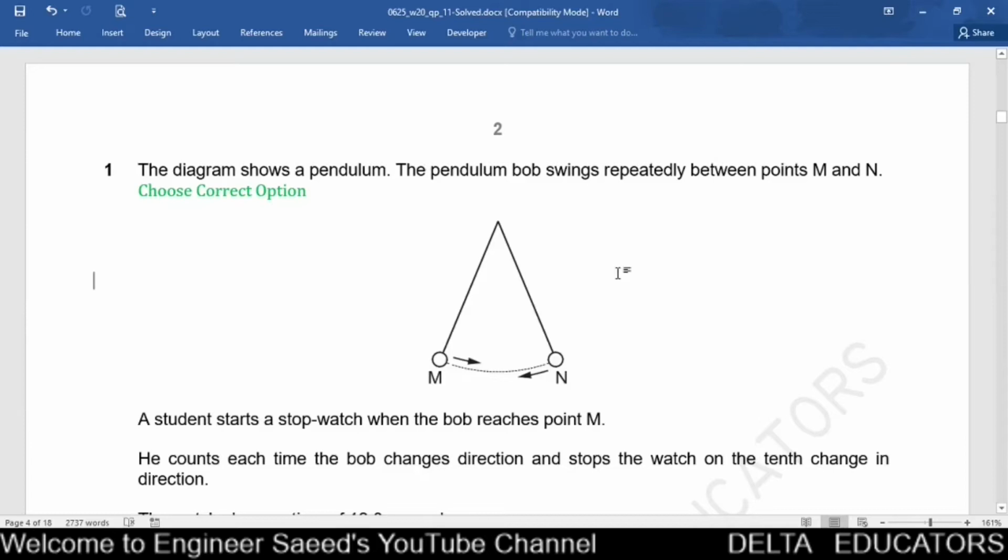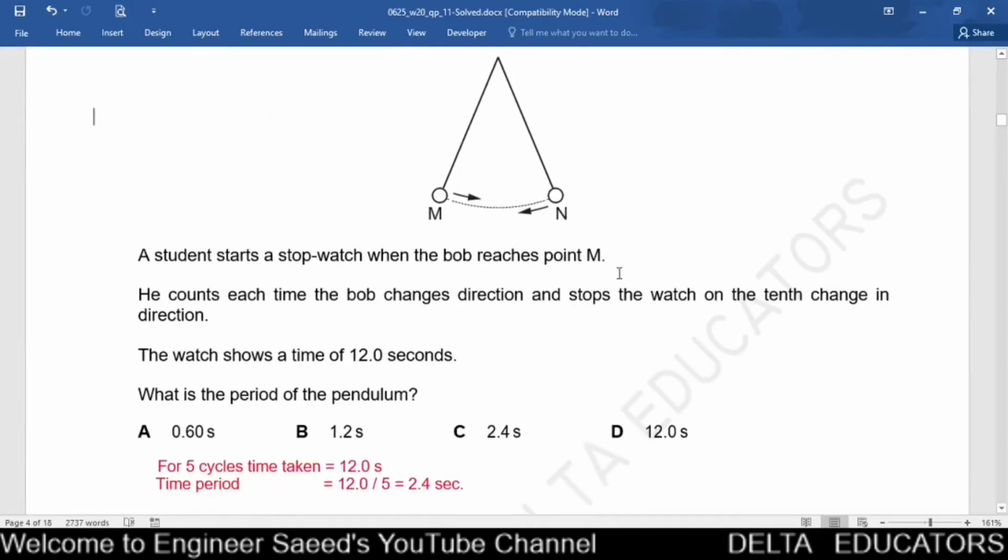The pendulum bob swings repeatedly between point M and N. A student starts a stopwatch when the bob reaches point M. He counts each time the bob changes direction and stops the watch on the 10th change in direction. The watch shows a time of 12 seconds. What is the period of the pendulum?